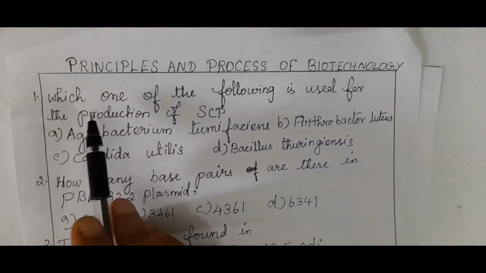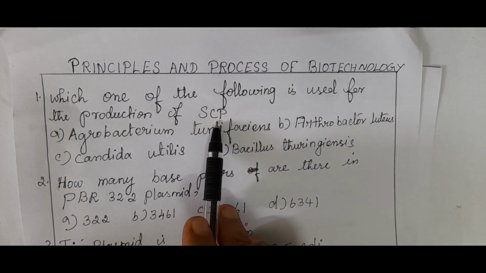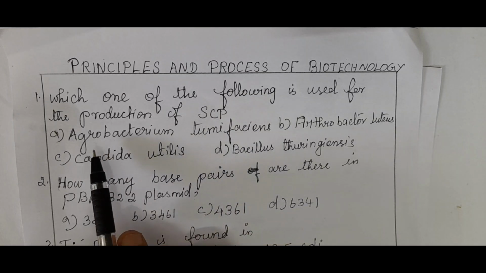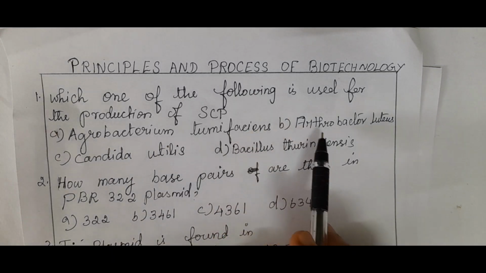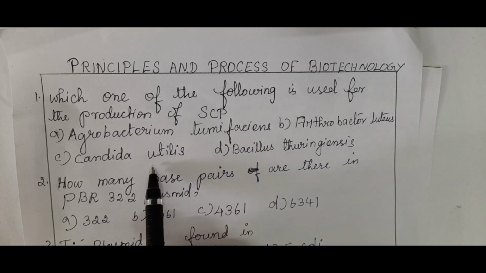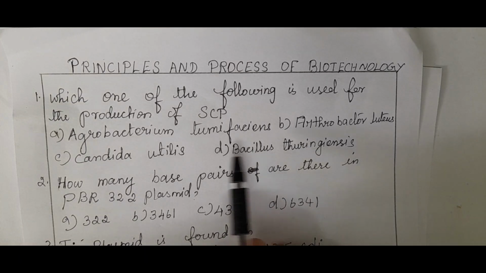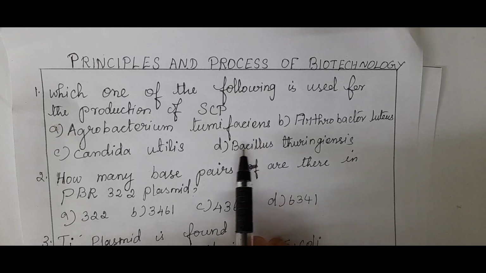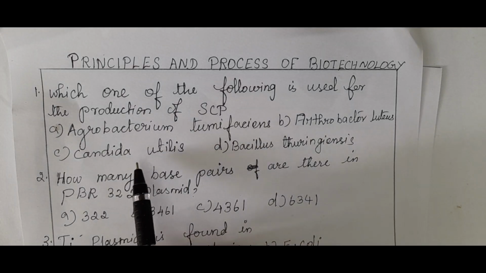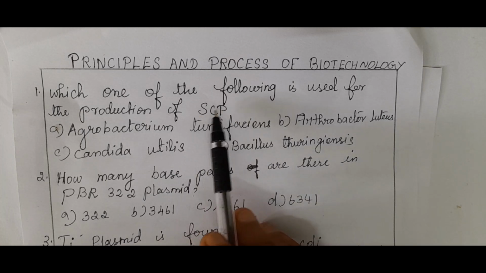Now the first question is, which one of the following is used for the production of SCP? What is SCP? Single cell protein. The options are given as Agrobacterium tumefaciens, Arthrobacter luteus, Candida utilis, Bacillus thuringiensis. See all the options. You have to find out the correct option from here. The correct answer is Candida utilis. SCP means single cell protein.